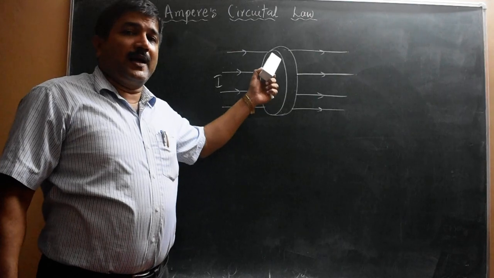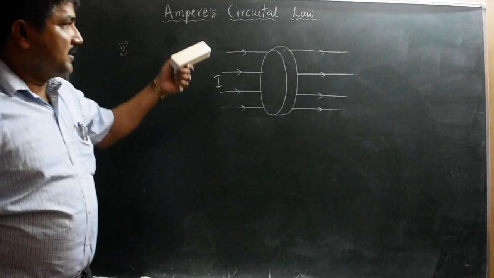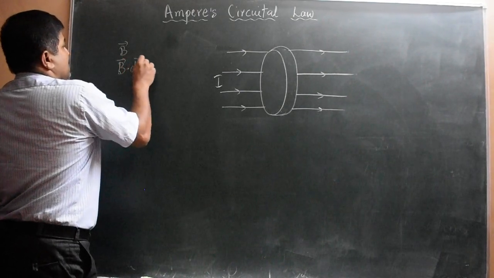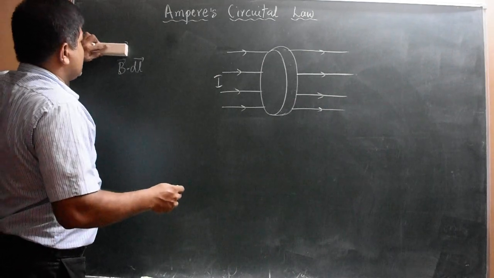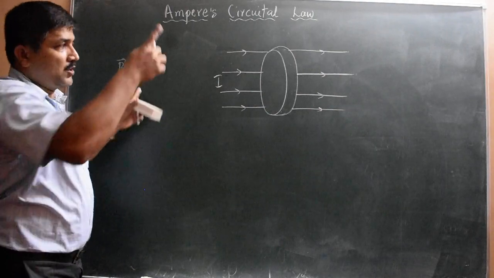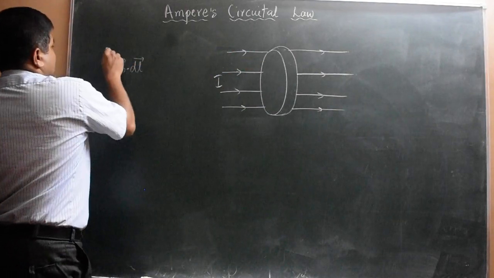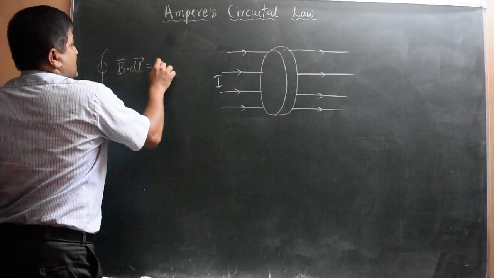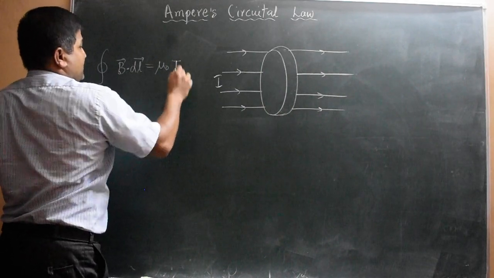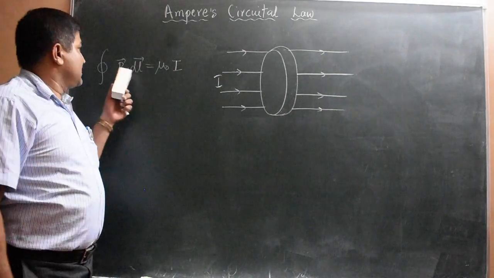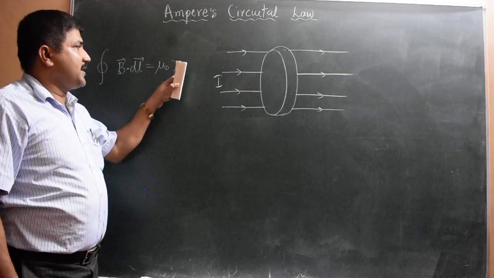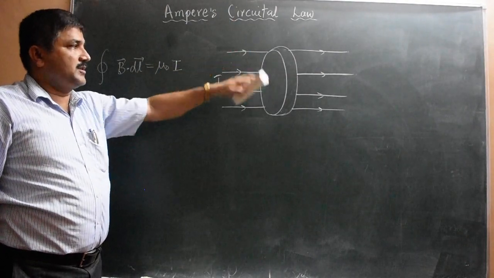So the line integral of magnetic field and the elemental length, that is B dot dl, the line integral of magnetic field and elemental length dl over a closed loop is equal to mu naught into I. This is the Ampere circular law mathematically. Integral over a closed loop B dot dl equal to mu naught I, where I is the current enclosed within the surface or within this loop.